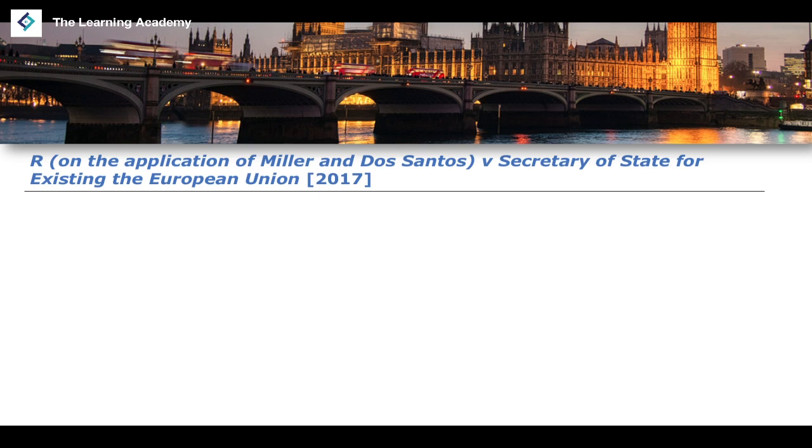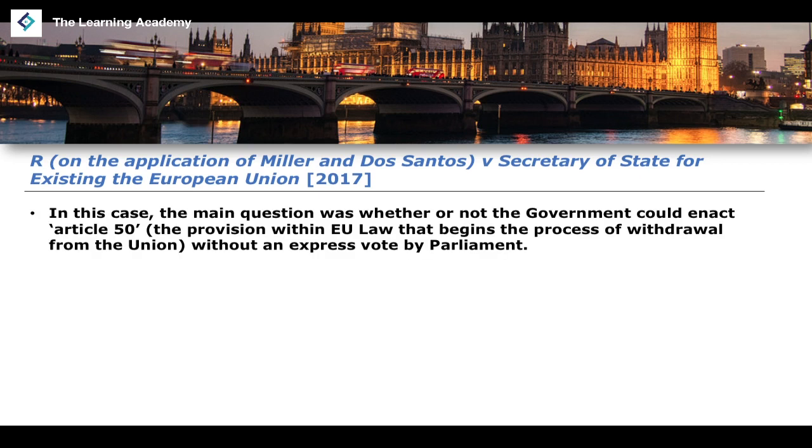Now, ultimately, the facts of this case and the main question of this case was whether or not the government could enact Article 50. Article 50 was the provision within EU law that allows for and begins the process of withdrawal from the European Union. The question was, can the government do that without putting it to a vote in Parliament? Could they just unilaterally enact Article 50?